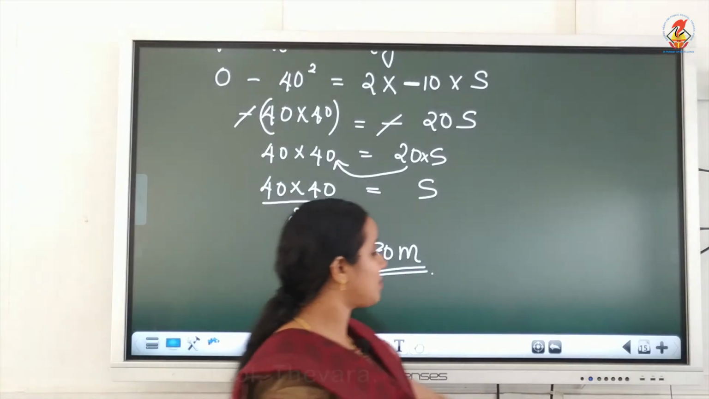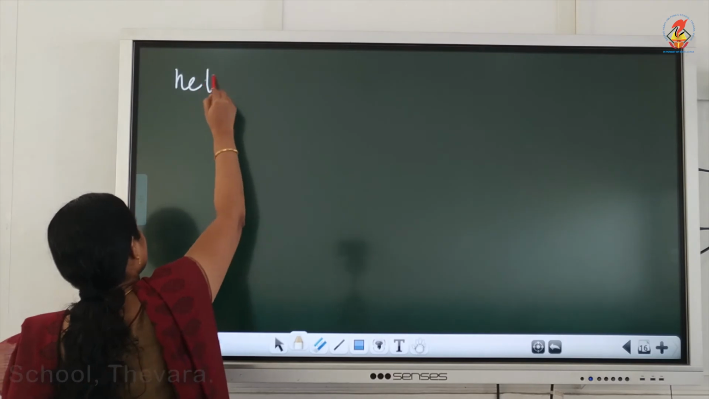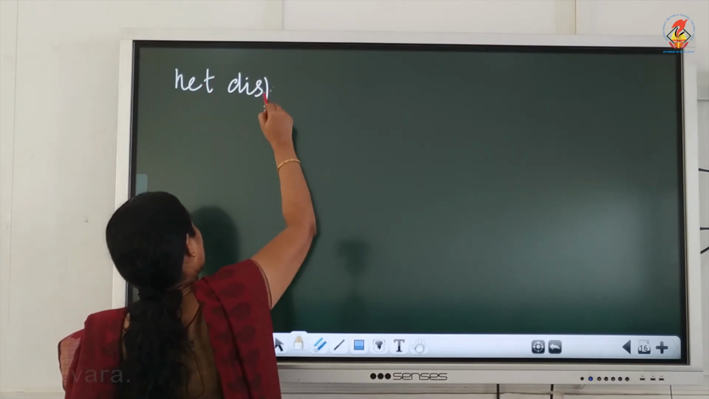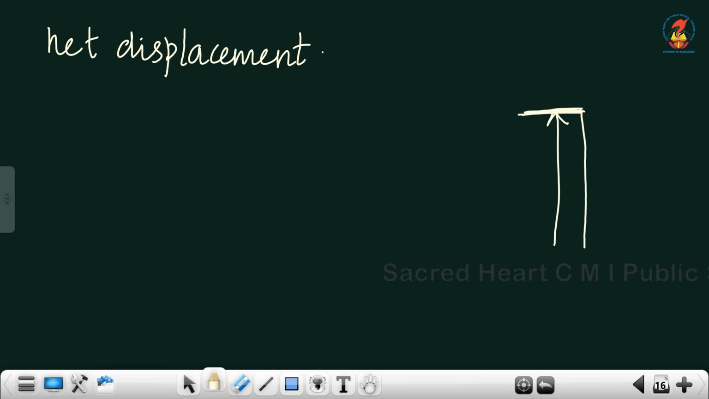Okay. Now, the next subdivision is to find the net displacement of the body. A body is thrown up, it reached the maximum height. Will the body stay over there? No. The body will definitely come down after that. So when a body is thrown upwards, it will reach a maximum height, and after reaching a maximum height, it will definitely come down.